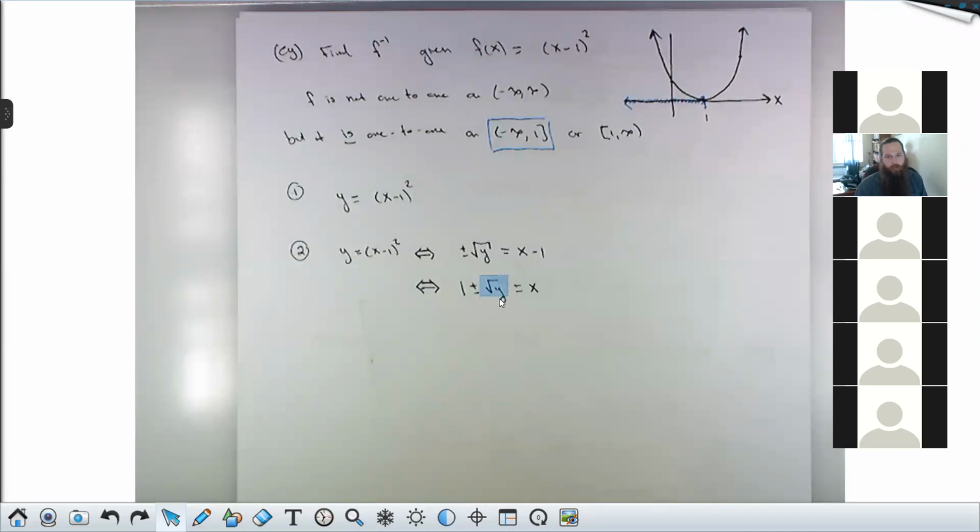Here, this square root of y is positive, and it's going to be big sometimes. It's going to be 0 sometimes. It's never going to be negative. So I've got 1 plus that, or 1 minus that is equal to x. Look at the part of the graph that I've preserved, this part. Are my x values on that graph always positive?